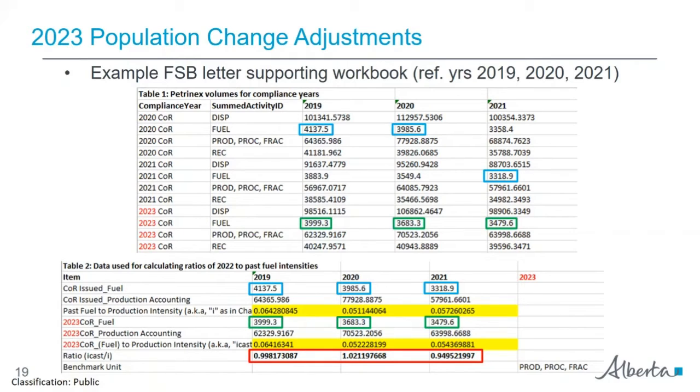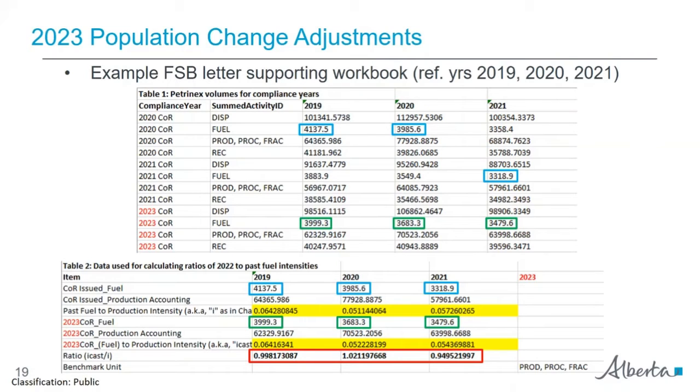In table 1, we have the volumes for fuel, flare, and the production accounting units for 2023 and each of the reference years. In this example, the reference years are 2019, 2020, and 2021. Second, we pick out from table 1 the relevant volumetric numbers for each aggregate based on its reference years and benchmark unit, and put the numbers into table 2 to calculate the ratios of a present emission intensity over past emission intensity.